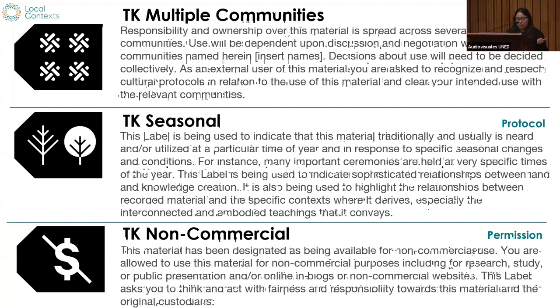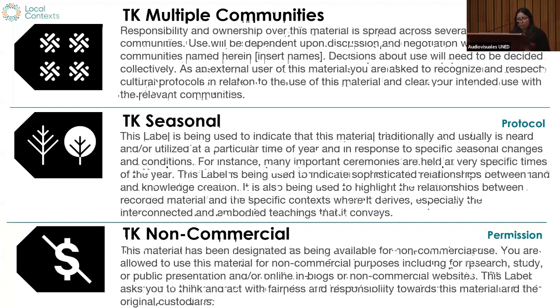First, a provenance label. This is the TK Multiple Communities label. A community uses this label if there are multiple communities that have responsibilities of custodianship and/or ownership over specific material or a piece of data or data set. For example, four Wabanaki nations in Maine have customized this label so they can use it, for instance, on a research project taking place across multiple nations' homelands.